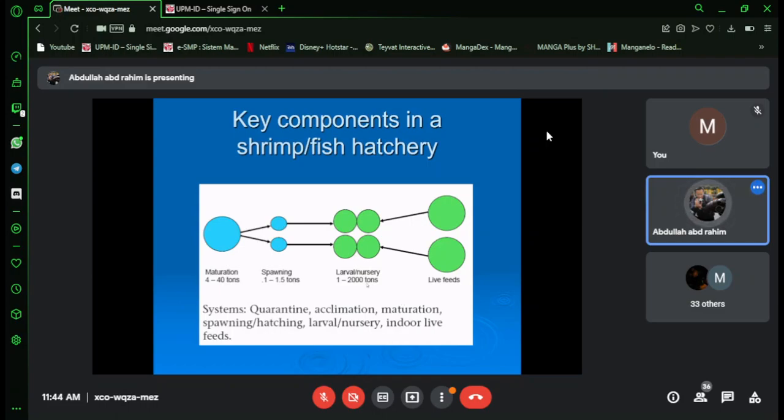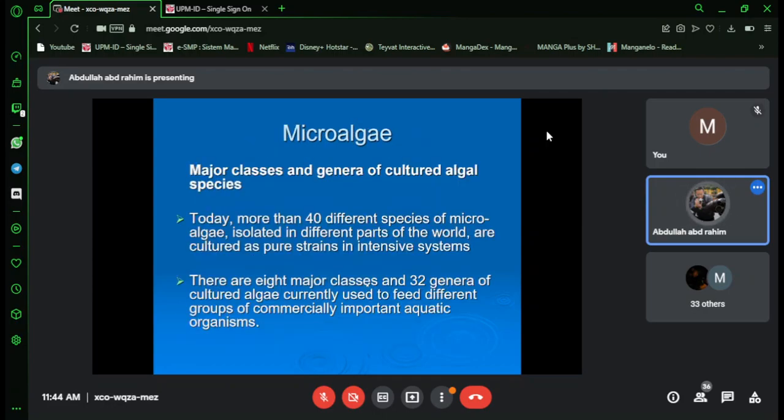So it depends on the species that you are talking about. So when you talk about microalgae, there are major classes and genera of cultured algal species. Today, there are more than 40 different species of microalgae. They've been isolated in many parts of the world and to be used as your food or live food organisms. All right. So essentially, there are 8 major classes and 32 genera of cultured microalgae. We will learn more about this in the lab.